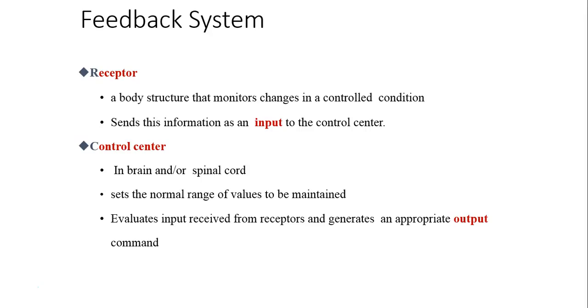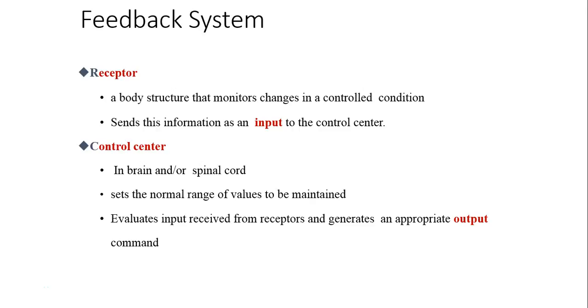The receptor is a body structure that monitors changes in a control condition, and the receptor will send this information as an input to the control center. So this information is sent to some place in the control center, which would include the brain and the spinal cord, which would then assess this information. So the control center is in the central nervous system.